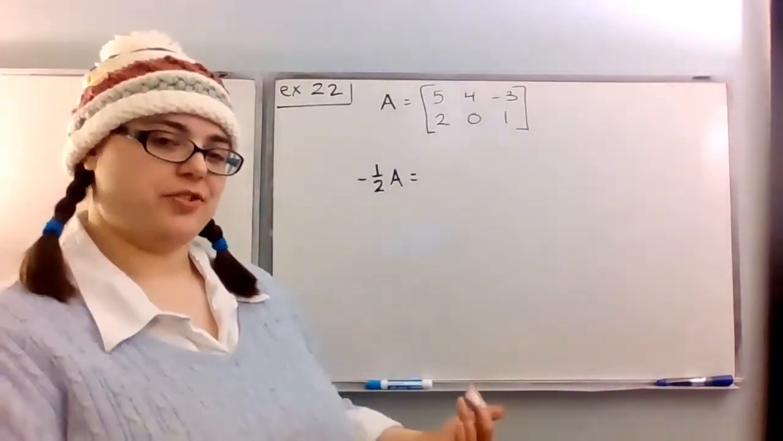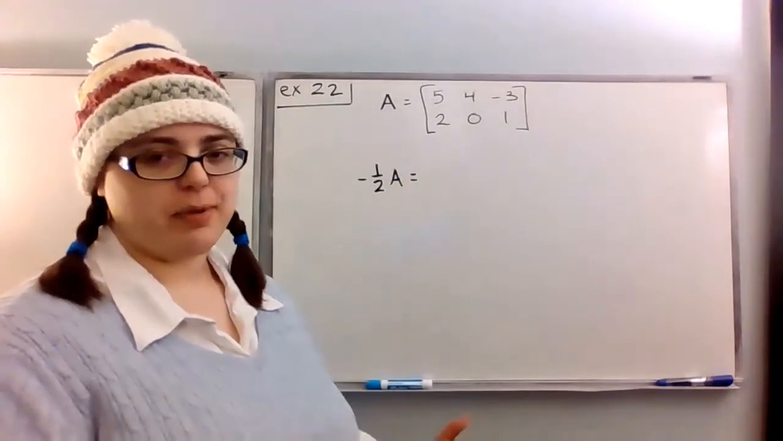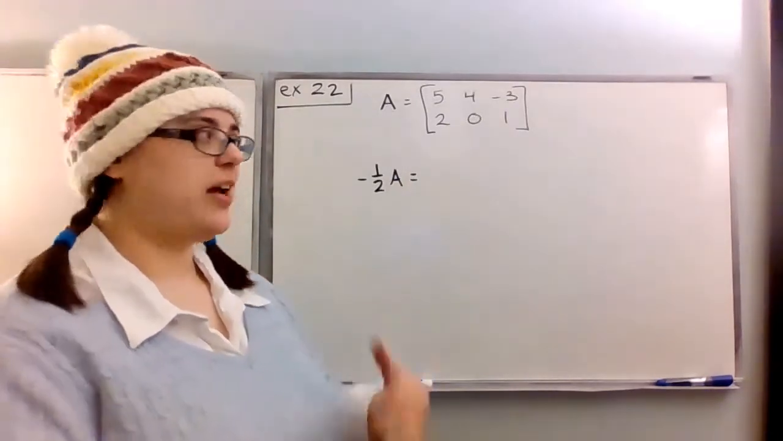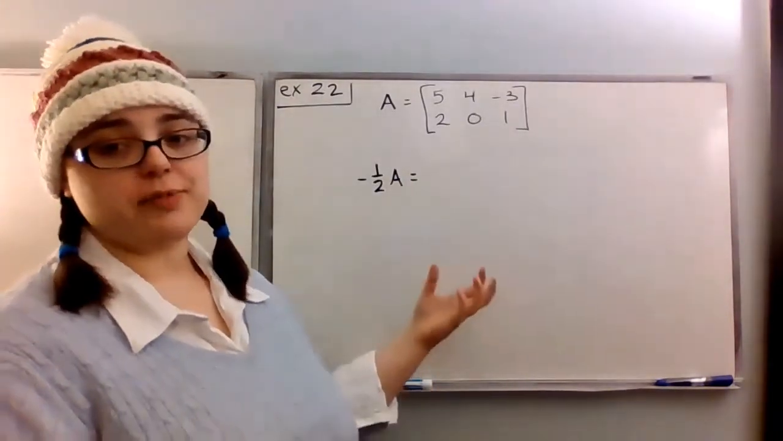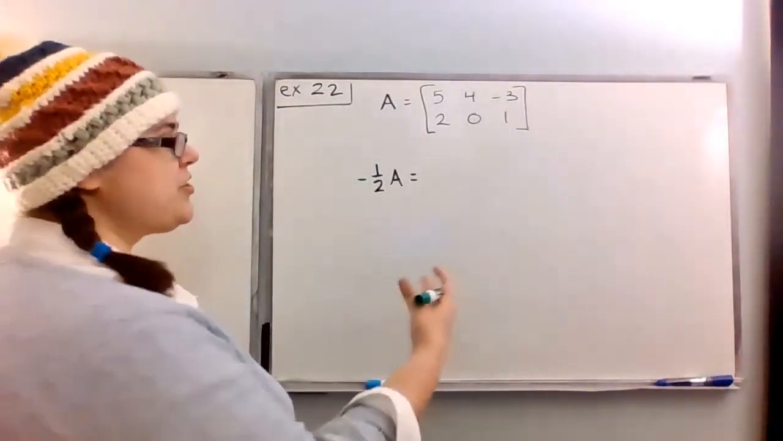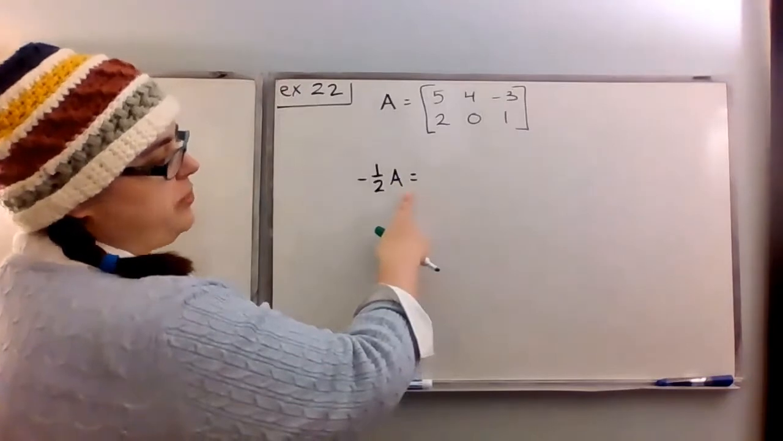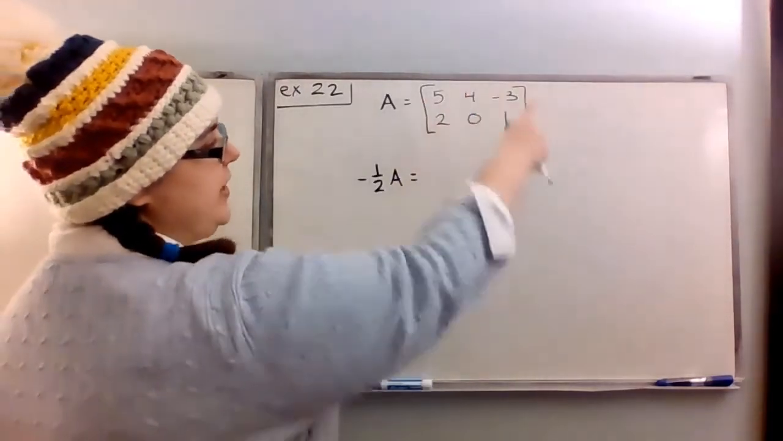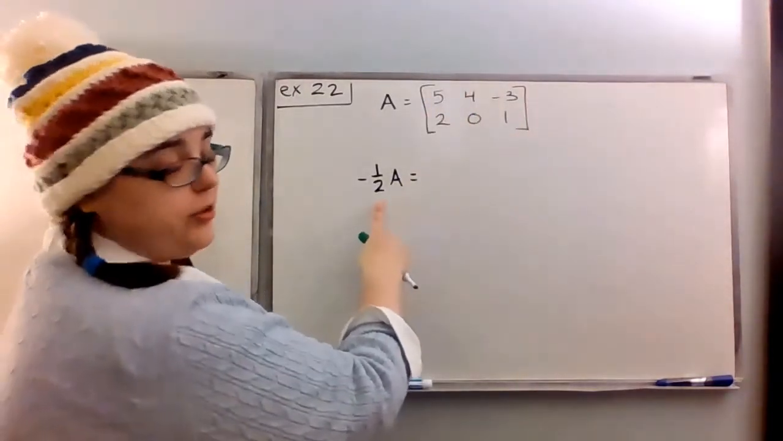Again, I'm going to write an extra step just so we can see what's happening behind the scenes. And again, I'm not going to typically expect this first step to be written, but if it helps you, feel free to write it. So what we're going to do to find a scalar multiple of a matrix is multiply each entry by that scalar value.